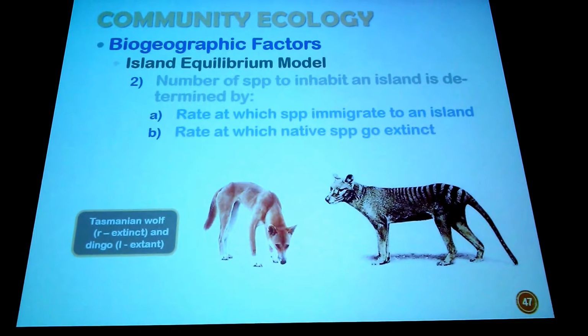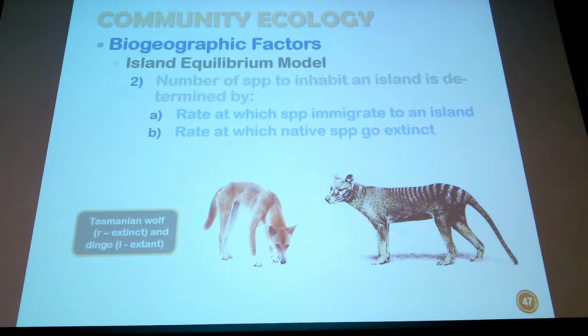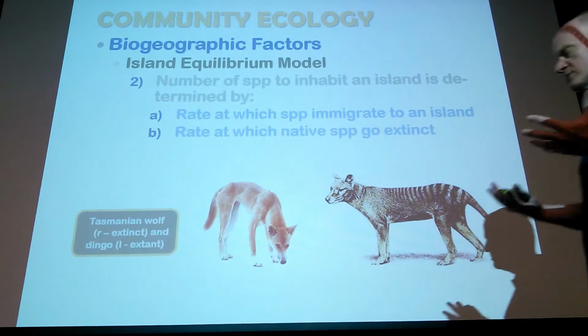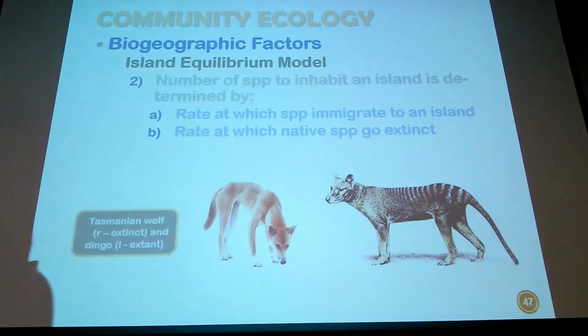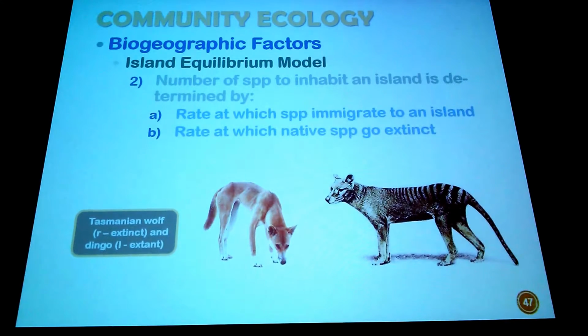Number of species to inhabit an island is determined by two things: rate at which species immigrate to an island. Now we've had immigrate and emigrate. They're pronounced the same, but just to distinguish between the two different terms, this is organisms immigrating or coming to the island.